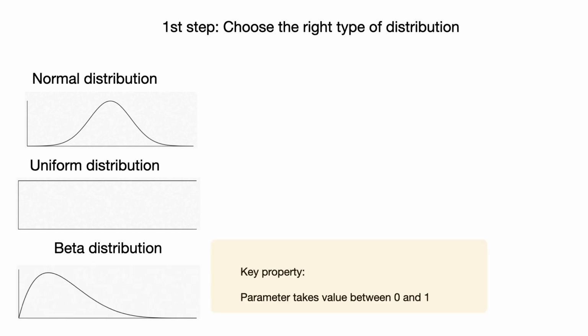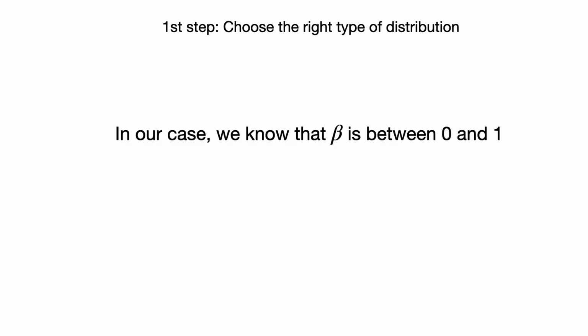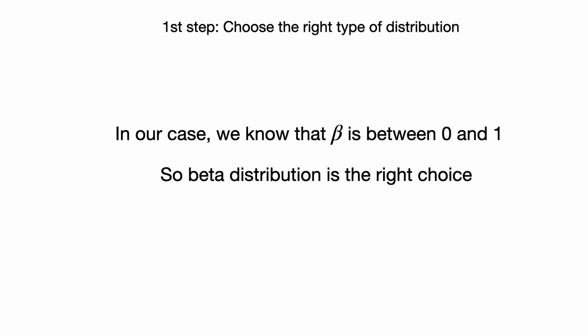Beta distribution has the key property that it takes parameter values from 0 to 1. This distribution is bounded, unlike normal distribution. Gamma or inverse gamma distribution has the key property of taking parameter values from 0 to infinity. Now, in our case, we know that beta is between 0 and 1, so beta distribution is the right choice.